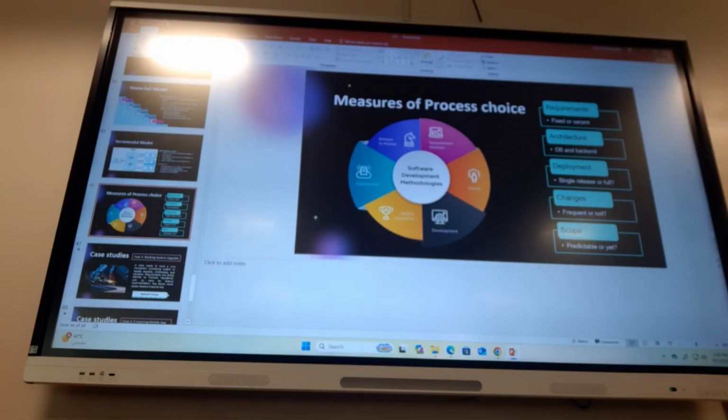Can you say that the waterfall model is more formal? Is more formal? Yeah, of course. More formal.